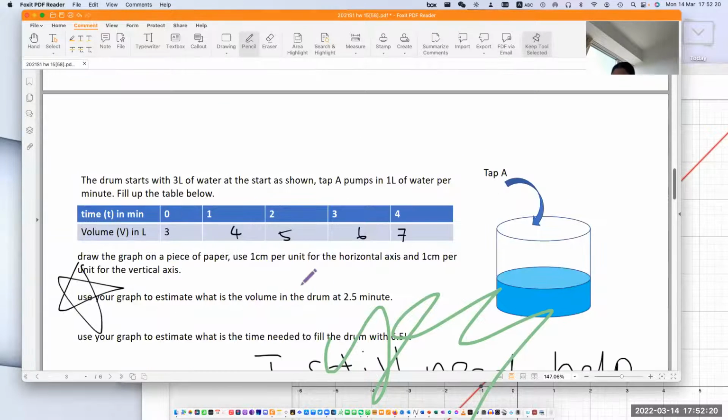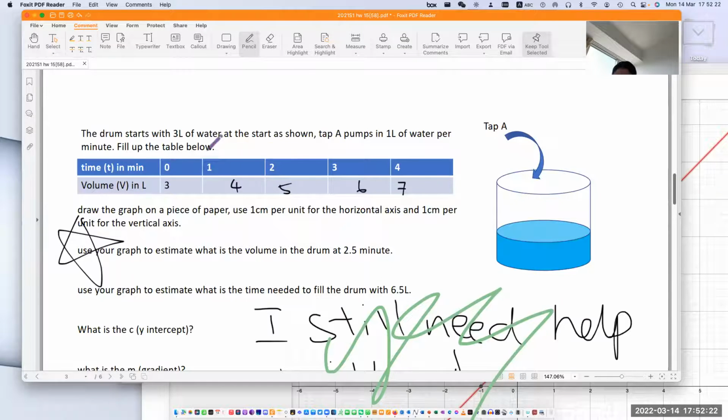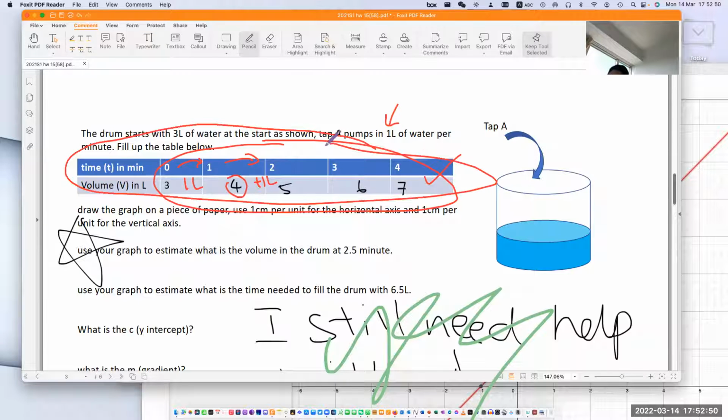This one, I don't know how you get this one, by the way. Okay, but anyway, you can actually read the question. It says what? Pump in 1 liter of water per minute. So another minute, another 1 liter. So it's 4. Another 1 minute plus another 1 more. Okay, good. So the table is out. So once you have this table, you can draw the graph. So this is the table for you to draw the graph.